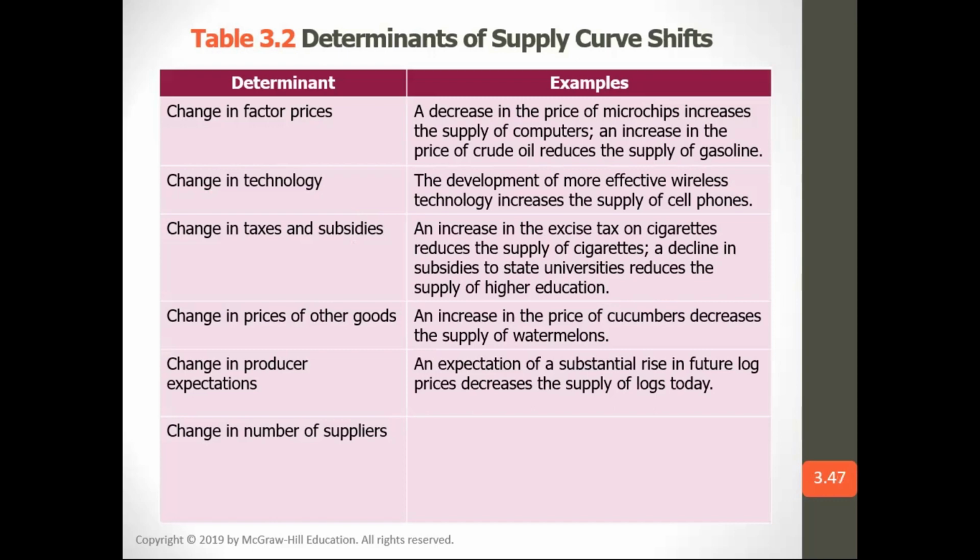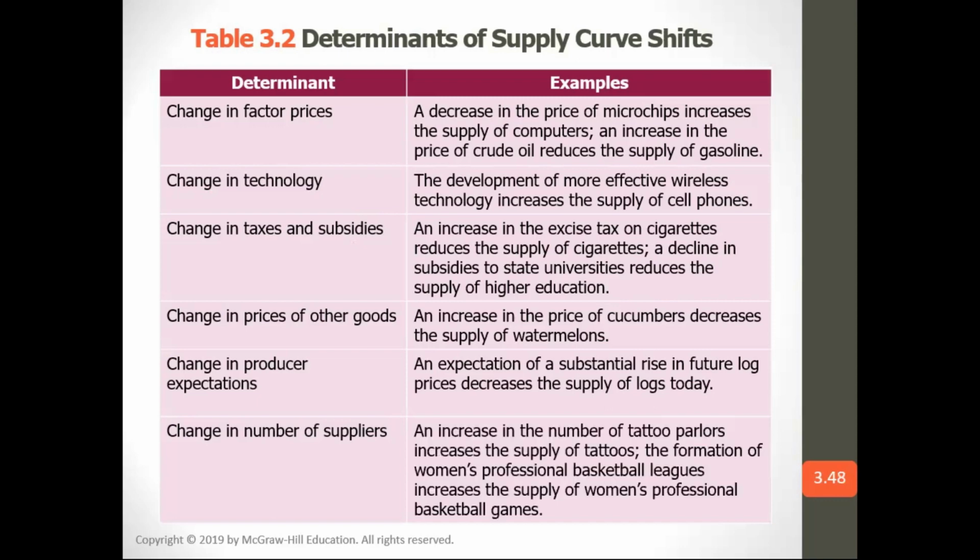Change in producer expectations. An expectation of a substantial rise in future log prices decreases the supply of logs today. Change in the number of suppliers. An increase in the number of tattoo parlors increases the supply of tattoos. The formation of a women's professional basketball league increases the supply of basketball games by women.